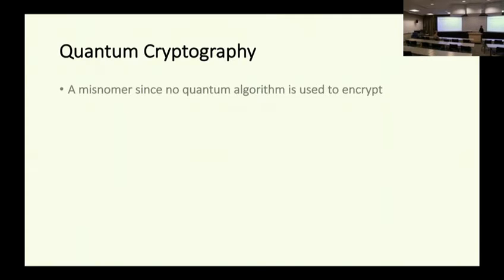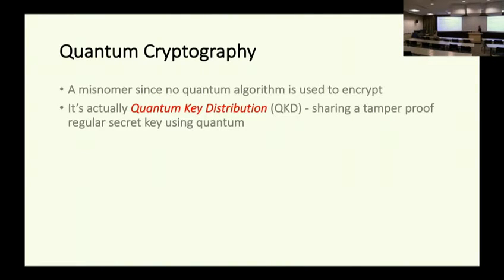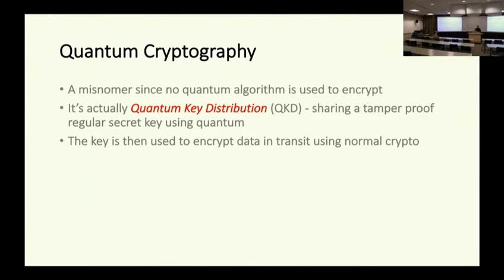So quantum cryptography actually is a misnomer because there is absolutely no quantum algorithm used to encrypt. What quantum is being used for is to share a key, just a regular key, over a quantum channel so that the act of sharing not be thwarted. And once you have shared the key, then you do a normal symmetric encryption.